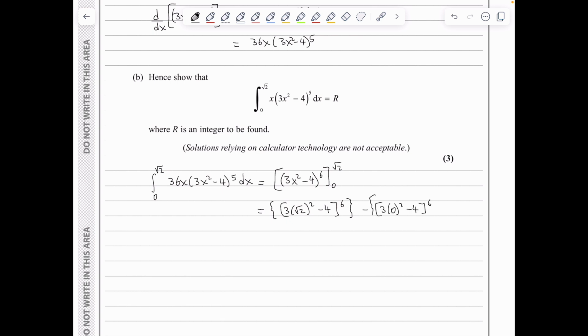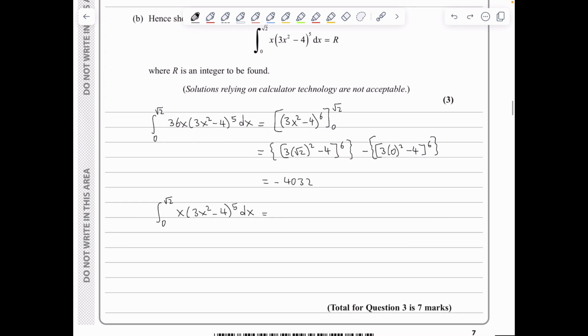So if we plug this on the calculator, we get an answer of minus 4032, which simply means that to find the integral of x times 3x squared minus 4 raised to the power of 5, the only difference is the 36. So I will divide my answer we just obtained by 36. So this should be minus 4032 over 36, which gives an answer of minus 112.